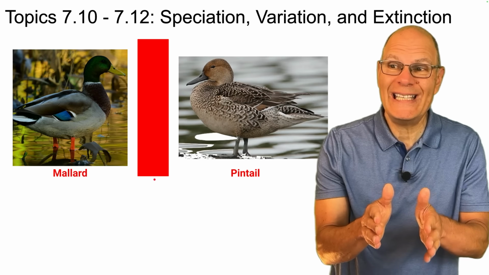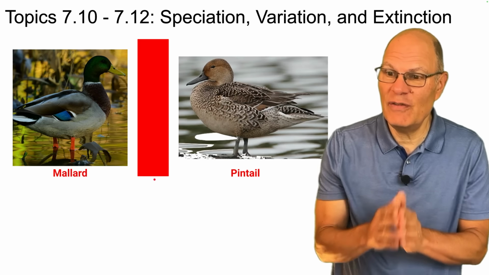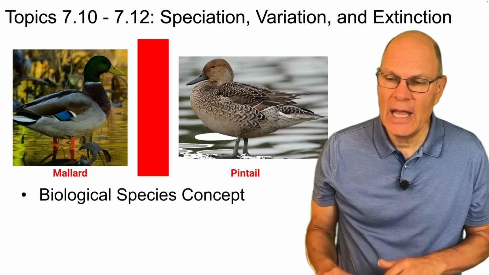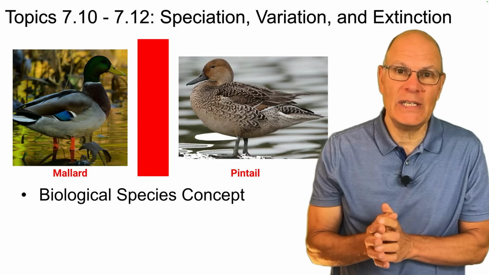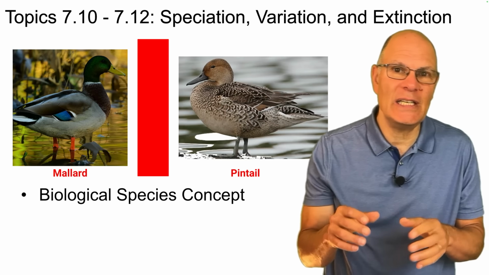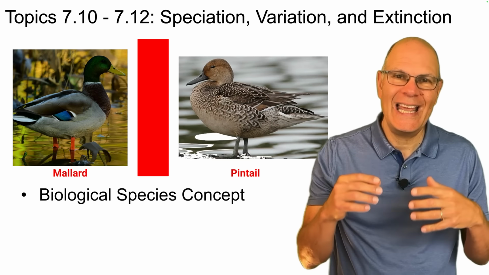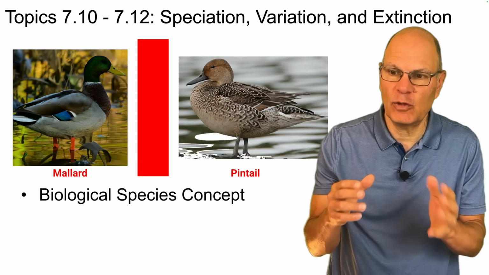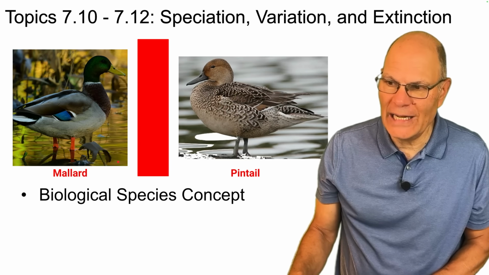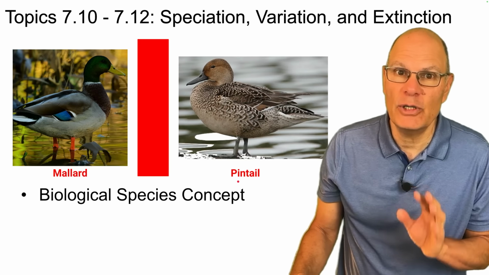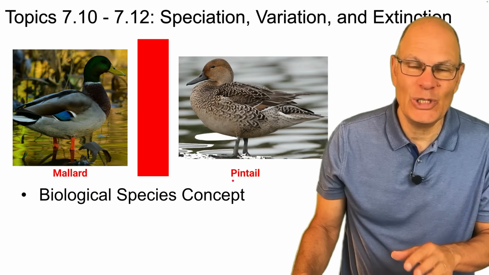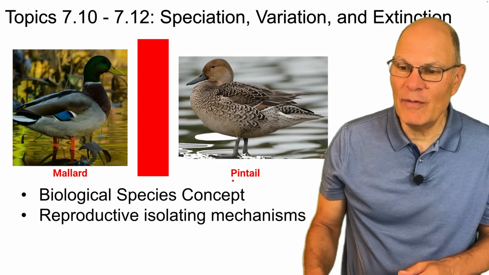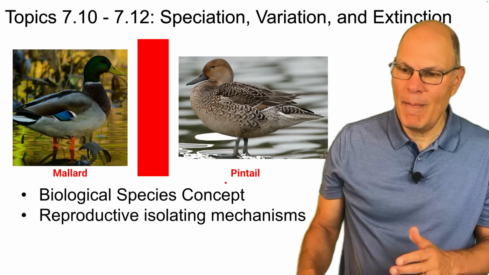Topic 7.10 to 7.12, speciation, variation, and extinction. We begin with the biological species concept, the idea that a species is a group of organisms that can naturally interbreed to produce fertile offspring. A mallard and a pintail are both ducks, but they're different species because they don't interbreed. Why not? Because of reproductive isolating mechanisms.